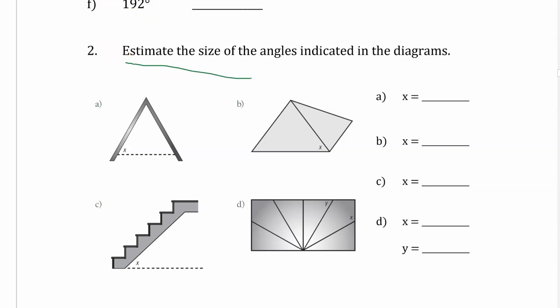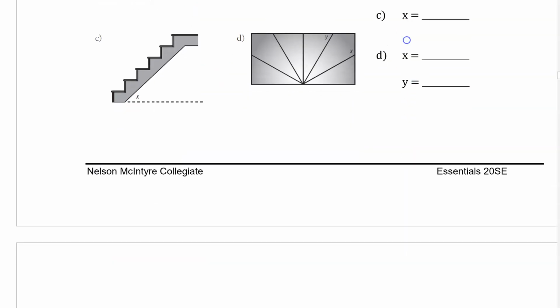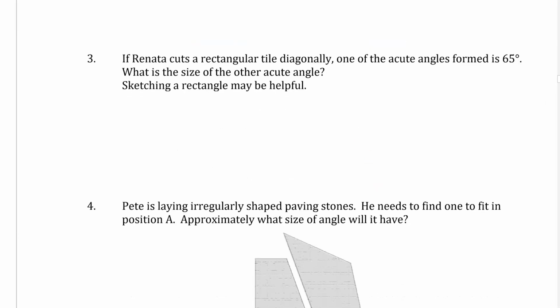Let's see if I can make this a bit better. There we go. Looking at number 3, it says if Renata cuts a rectangular tile diagonally and one of the acute angles is 65 degrees. Maybe I can see if I can draw that. So if I draw a rectangular tile, it's a rectangle, and she cuts it diagonally, so I guess the cut goes across like this. And if one of the angles is 65, well, clearly that one is 90 and this one is 90, so maybe this one is 65 degrees.